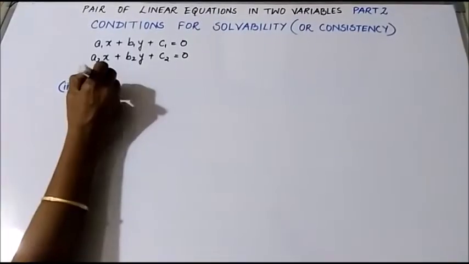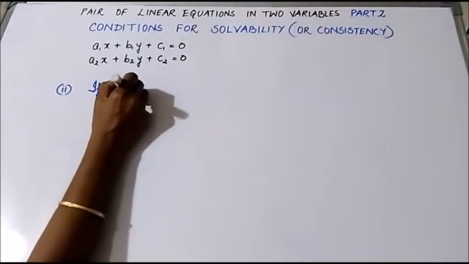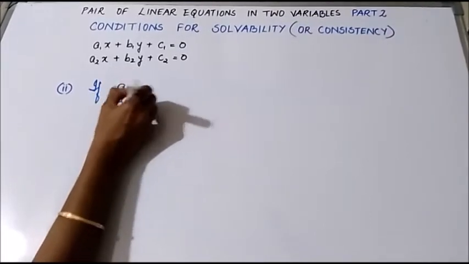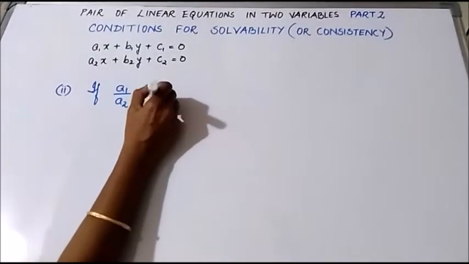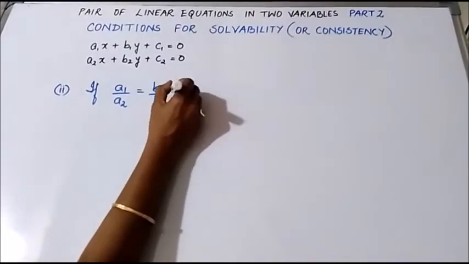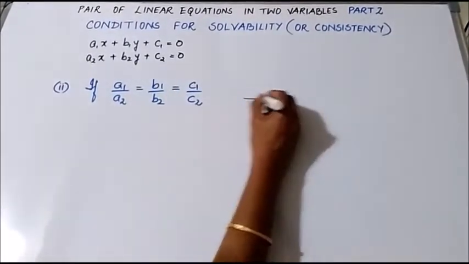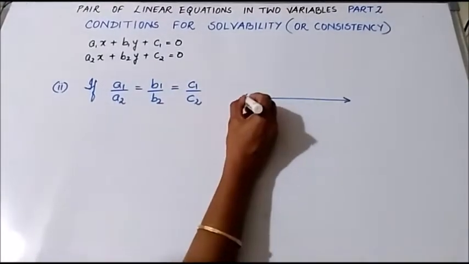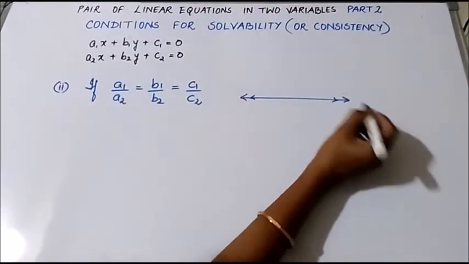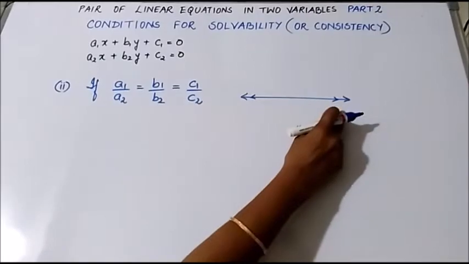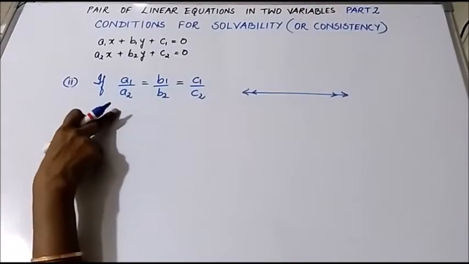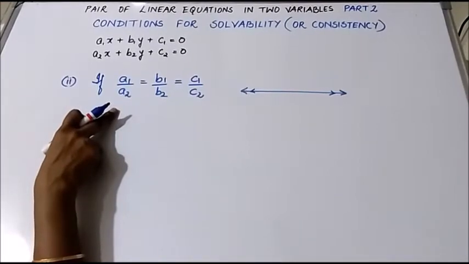In the second case, if a1 by a2 is equal to b1 by b2 is equal to c1 by c2. Here we get two lines that are coinciding with each other. As you can see, it has got infinite number of solutions. And since this has got solution, the linear equations are consistent.